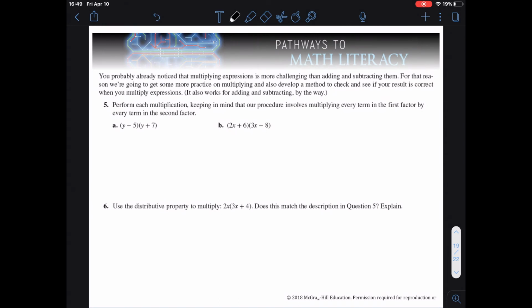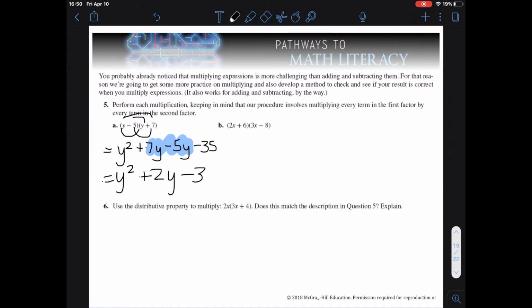And now let's use our knowledge to go ahead and do that multiplication. Again, we can go through FOILing. So we get the first term, which is y squared, the outer, which is 7y, the inner is negative 5y, and the last, negative 5 times 7, is negative 35. So we've got two pieces that are alike. So this is y squared plus 2y minus 35.